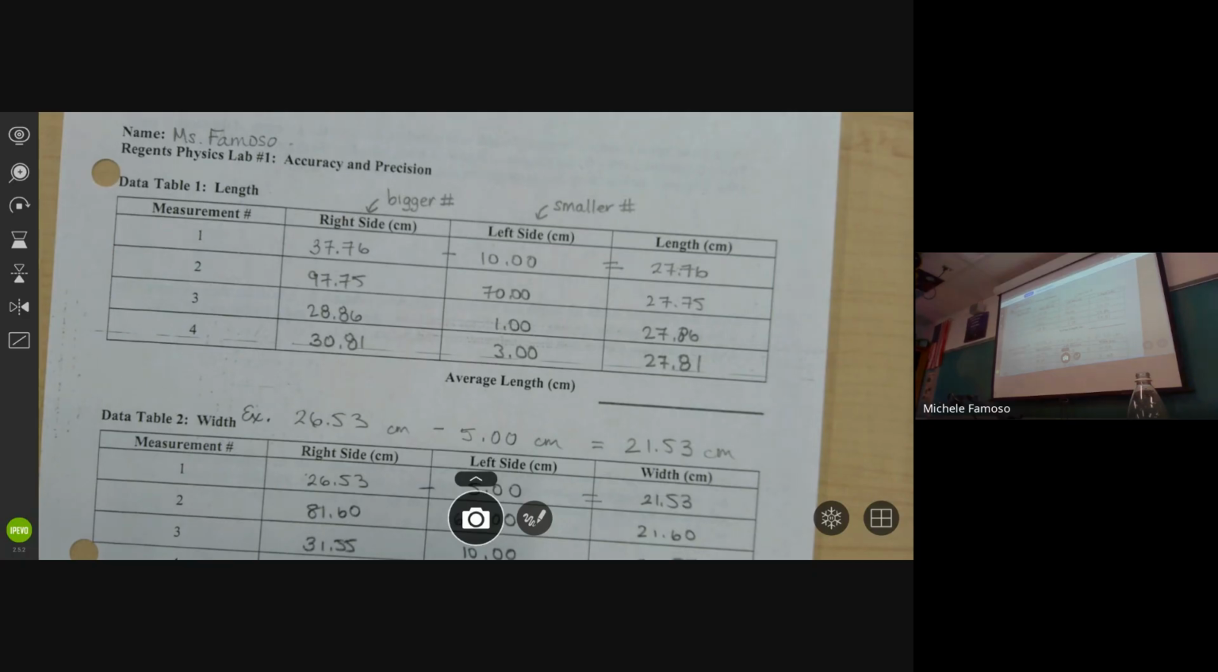Are you both done with your measurements? Okay. Are you both done? Yeah. Are you both done? Oh, no, it's 20.